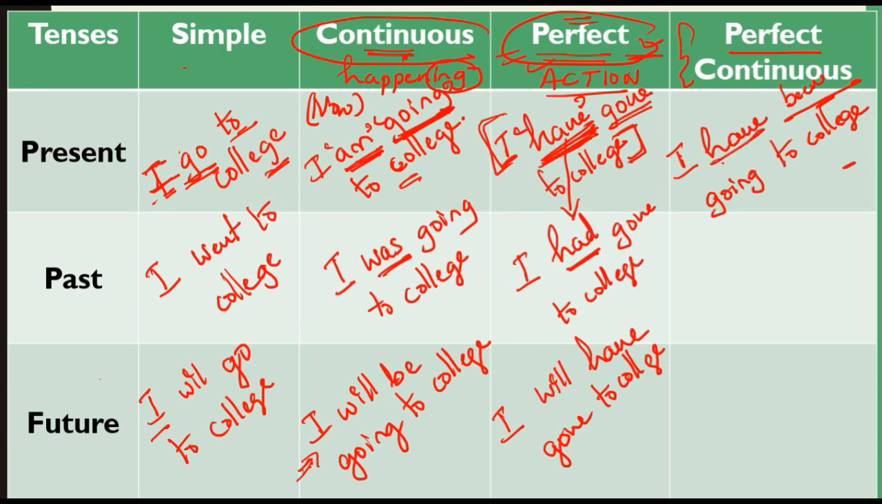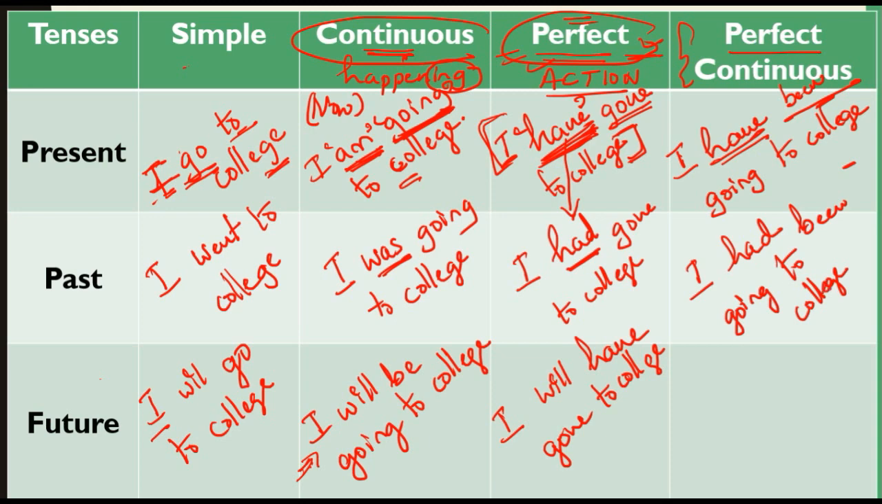Tell me, what is the past tense of have? Had. Keep I as I, been as been, going as going. As we are converting the same sentence, we don't have to keep changing anything over here. To as to and college as college. It will become I had been going to college.